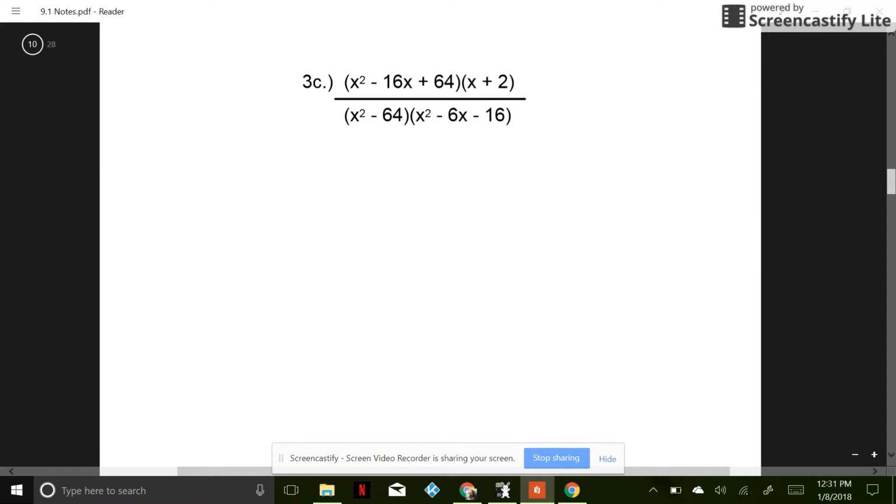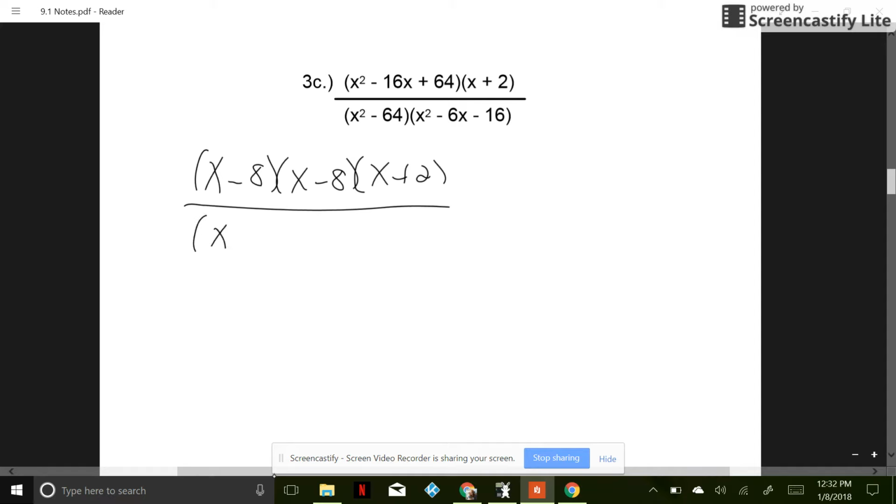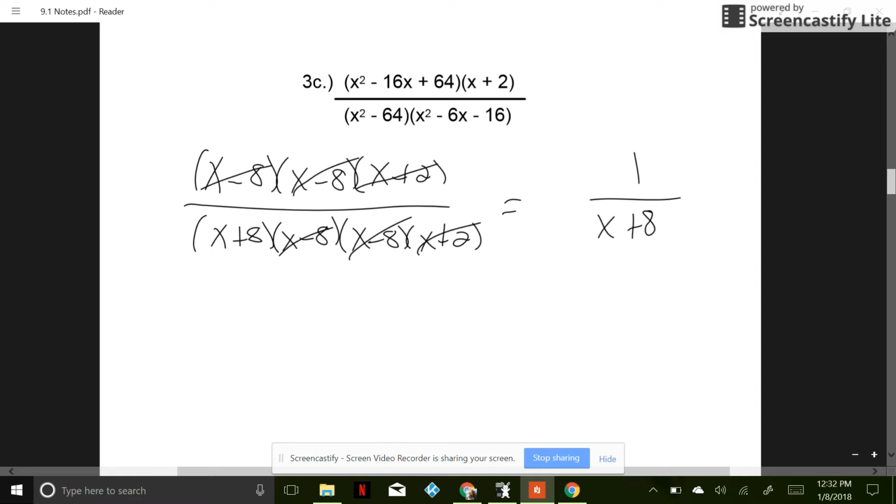And our last one, with just simplifying, when we factor, we'll factor to x minus 8, still with that x plus 2. We've got a difference of squares, so we'll factor to x plus 8, x minus 8. And then this factors to x minus 8, x plus 2. So when we see what divides out, the x plus 2's go away. The x minus 8 goes away there. X minus 8 goes away there. Everything's gone from our numerator, so we're left with a 1. And then all that's left in our denominator is x plus 8.